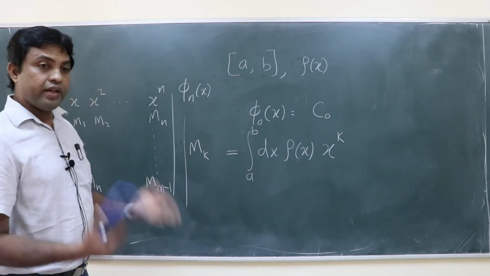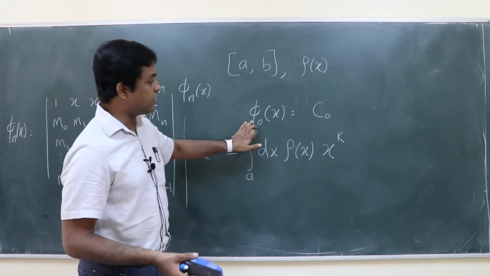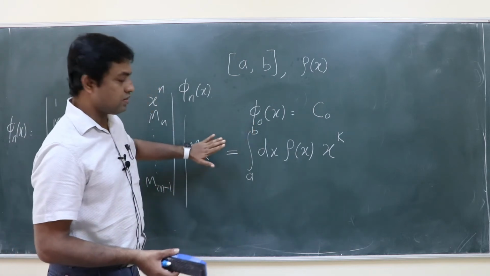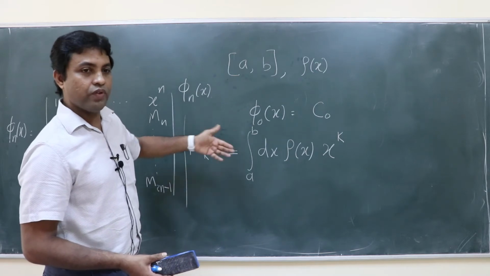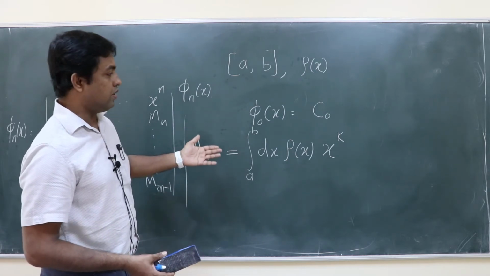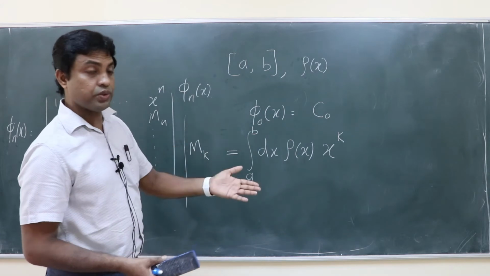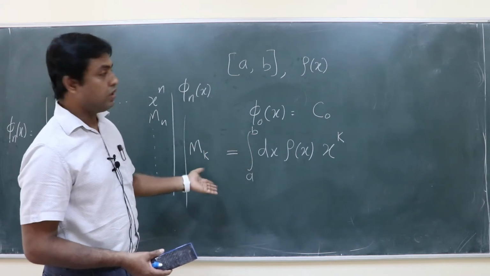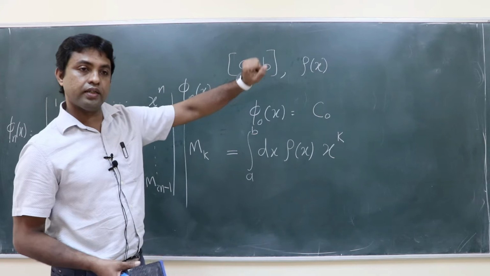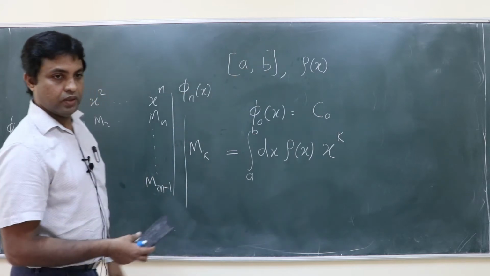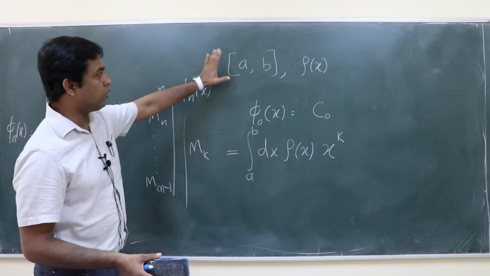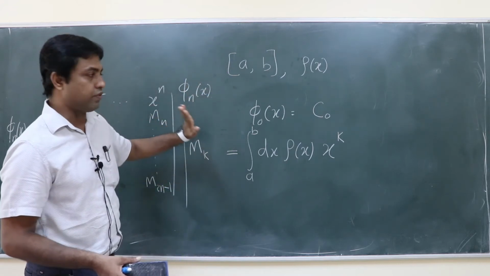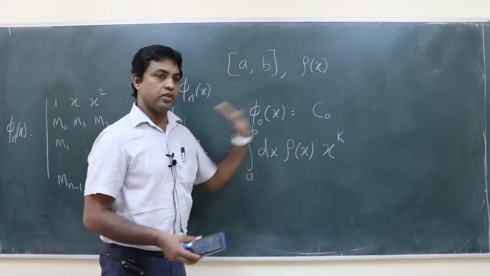There are various ways to find phi n of x. This is one way of getting the answer. We will be learning the different ways to calculate phi n of x for a given interval and a given weight function. But the uniqueness is basically this: given rho of x and a b, my phi n of x are fixed, provided phi 0 of x is equal to c 0.